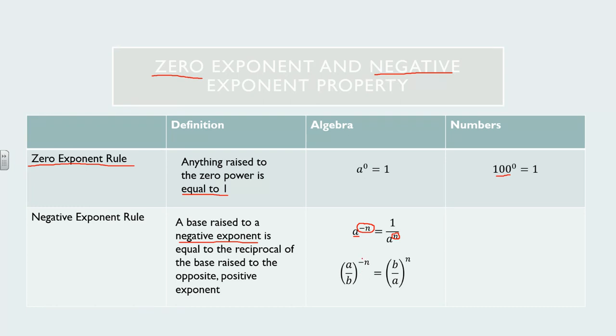Same thing here. I've got a over b to the negative n. To make this a positive exponent, I'm going to have to flip, or find the reciprocal of, a over b, which is b over a.